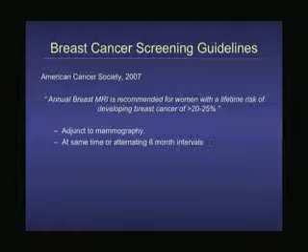And the American Cancer Society in 2007 recommended that in these patients, they may want to consider annual MRI screening in addition to screening mammography. And it can be done at the same time, or it can be done breaking it up at 6-month intervals, again, to try to catch those interval cancers.